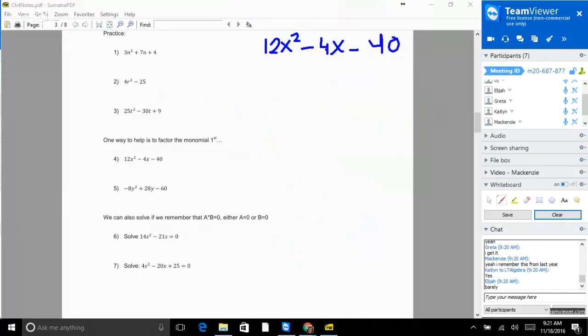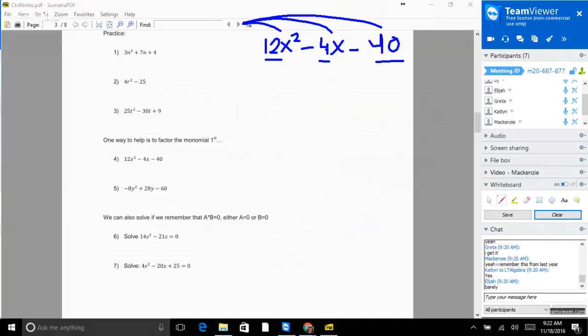Okay. Now, when you go to start thinking, okay, what are the factors of 12x squared and 40? There are a lot of numbers that you could come up with to factor for 12 and 40 and a lot of combinations to kind of think through. One of the things you might not think straight off the bat, but could be really helpful, is to notice that our coefficients are 12, 4, and 40. And all of those are factors of 4. So we can actually pull a factor of 4 out to make our factoring easier.